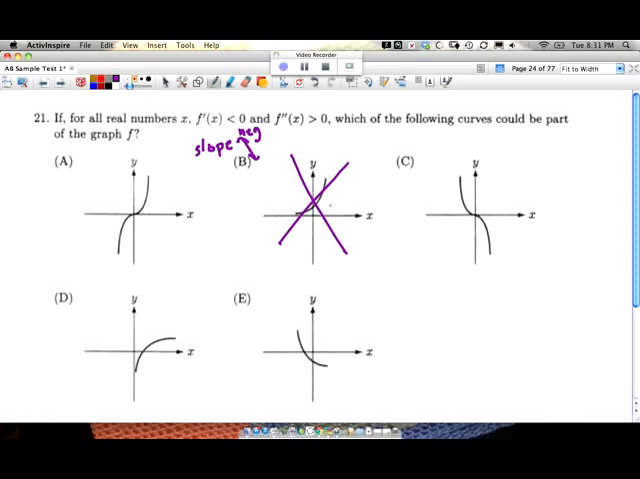So that immediately cancels out B and A. Those are gone. And D. Ooh, so I got options, either E or C, because both of these start high and end low.